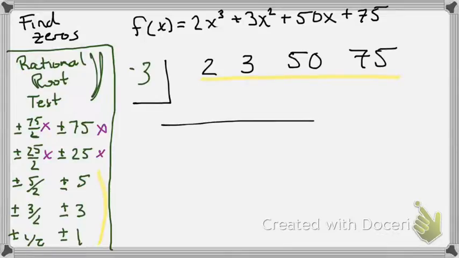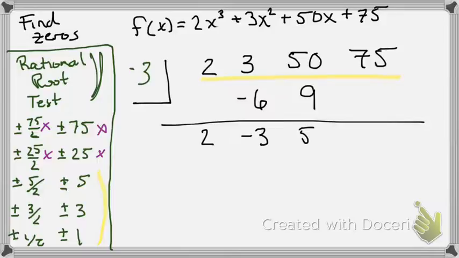And so if I try this, I'm going to bring down my first number, multiply it, 2 times -3, and I get -6. Add them, I get -3. Multiply them, and I get 9. Add them, and I get 59. Oh, that's not working. That one's out. Might as well get rid of that yellow line too, huh?